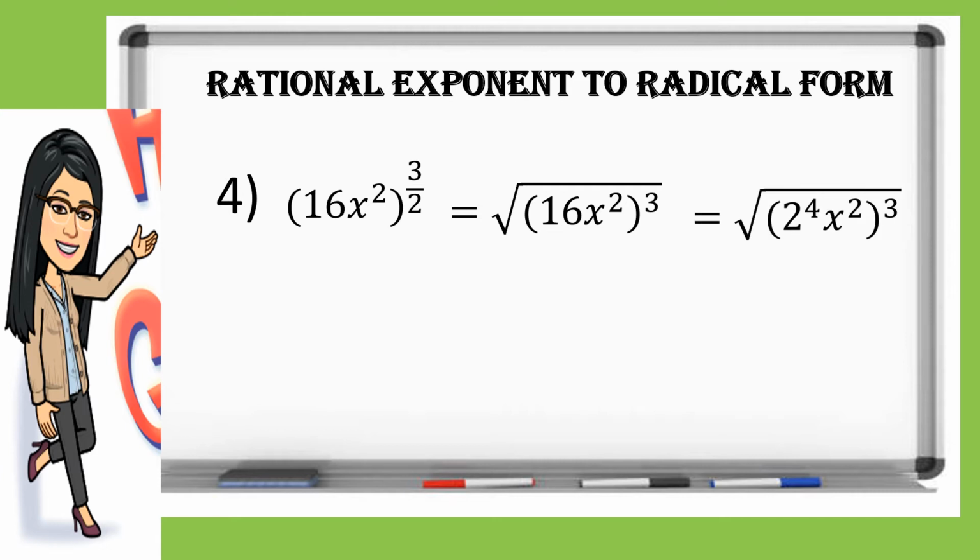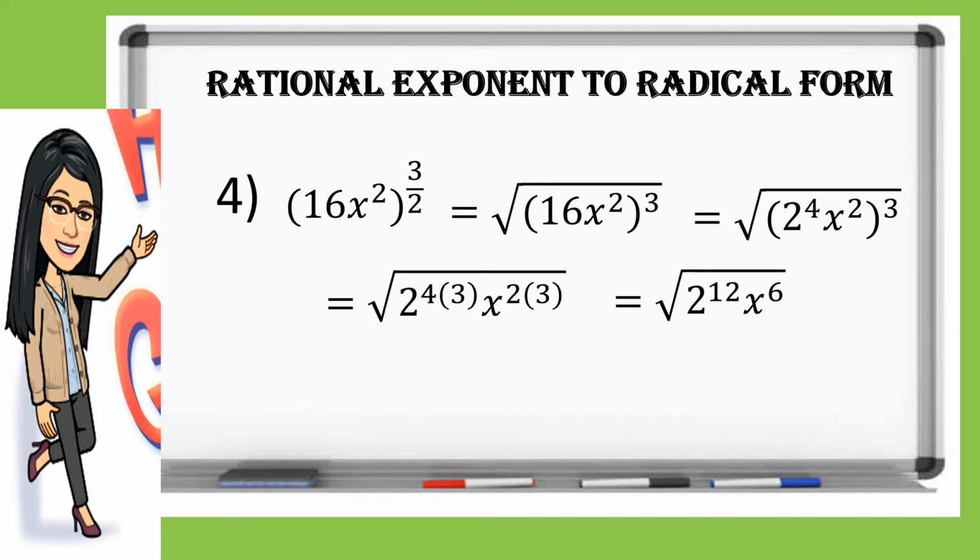So it can be written as the square root of the quantity 2 raised to 4 x squared is raised to 3. Then applying the law of exponent for power of a product by multiplying the exponents of the same base. So it can be simplified to 2 raised to 4 times 3, which is 2 raised to 12, and x raised to 2 times 3, which is x raised to 6.